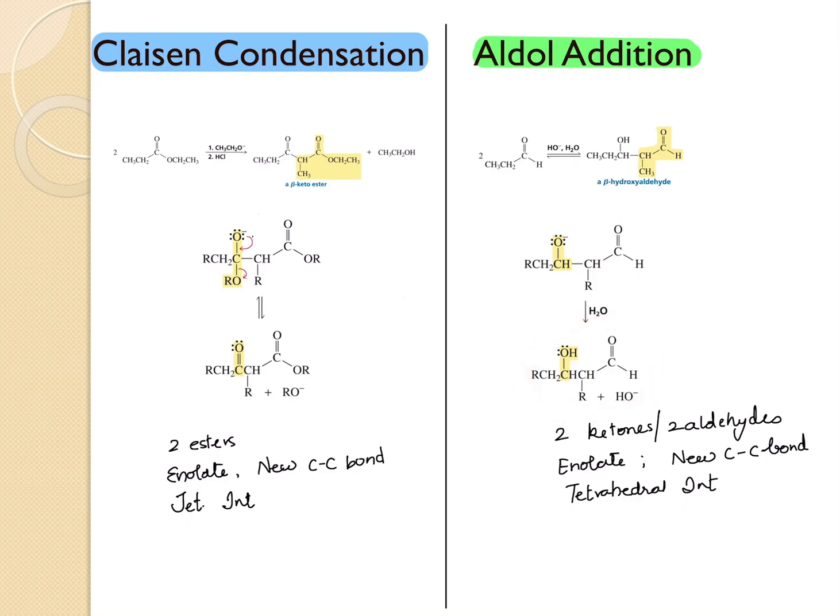Okay, so we can call the Claisen ester condensation a nucleophilic addition elimination reaction, since there is a leaving group present and it's going to leave. Whereas the aldol addition reaction should be called a nucleophilic addition reaction, since there is not a leaving group present. So this is the basic difference between these two reactions.